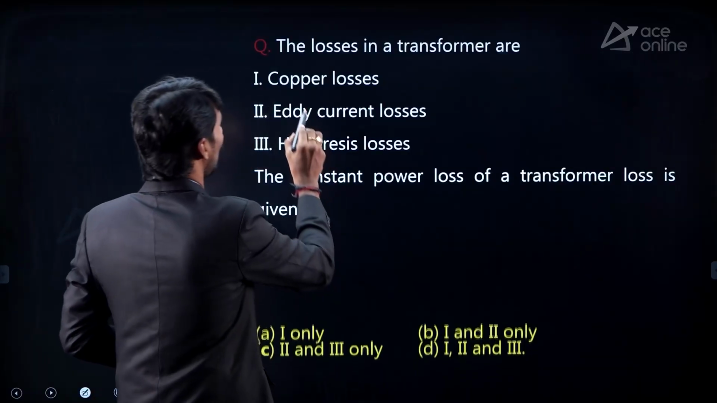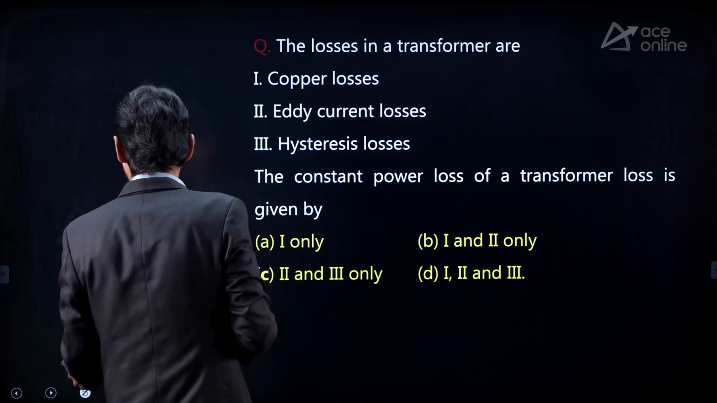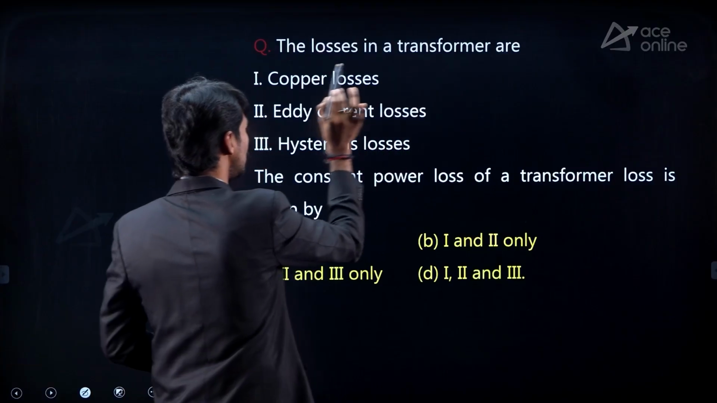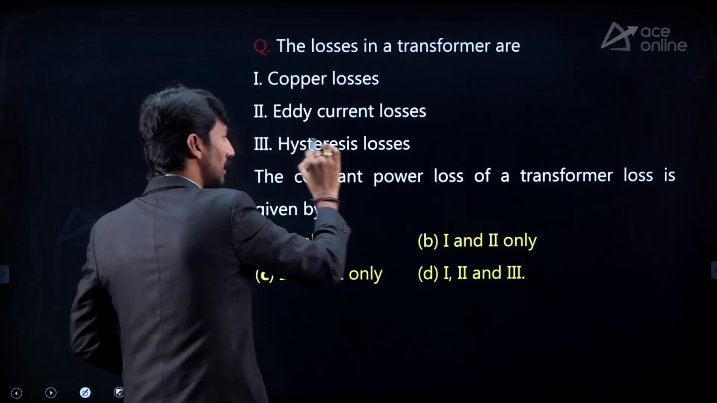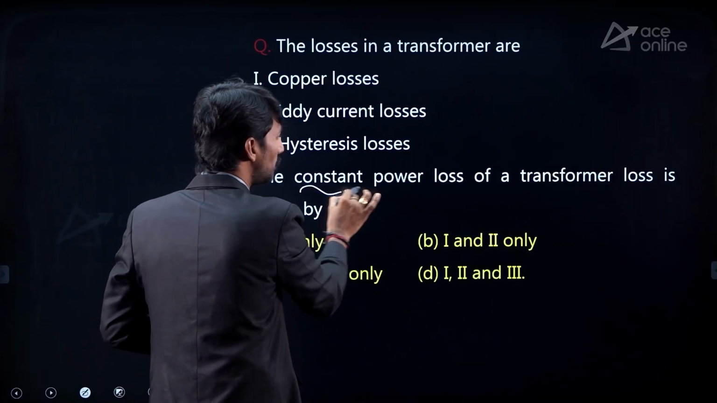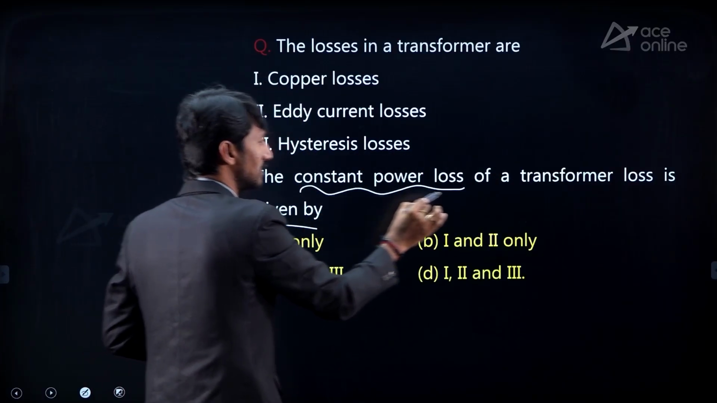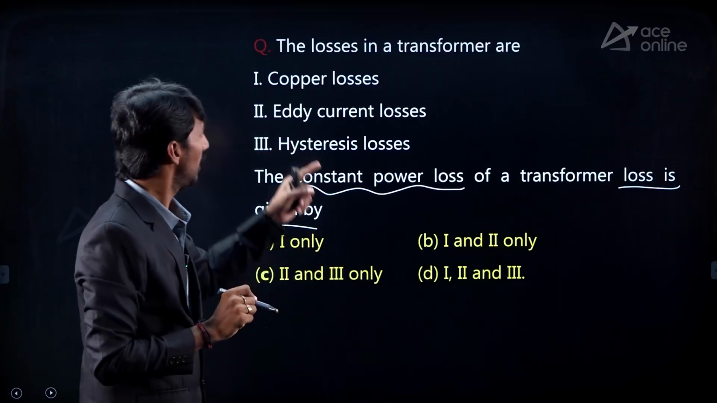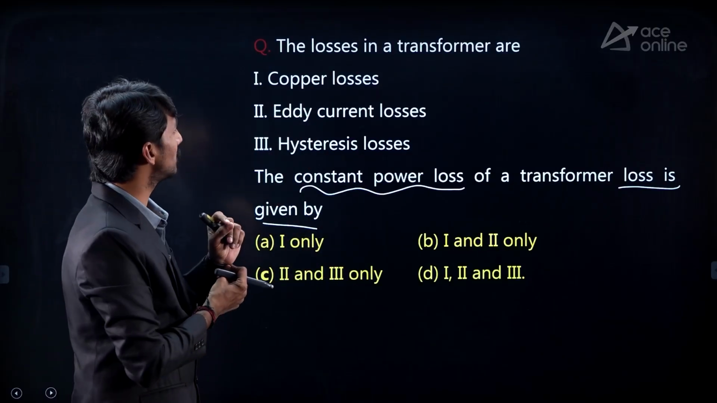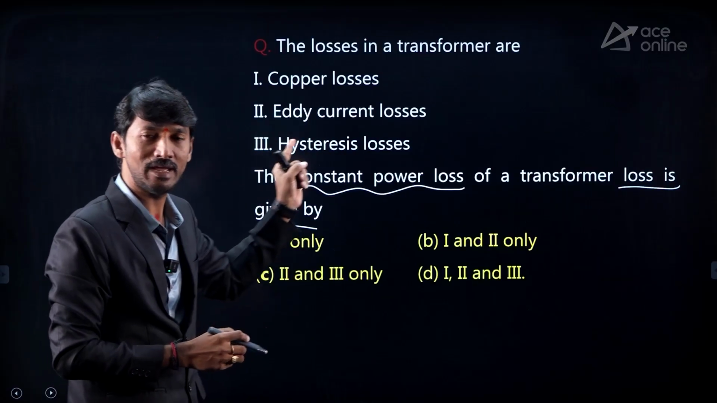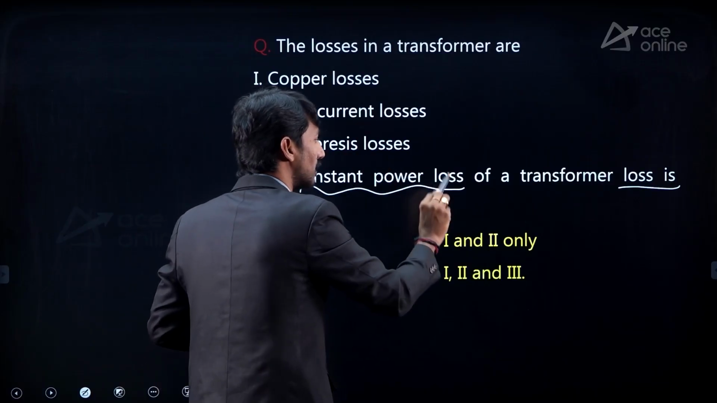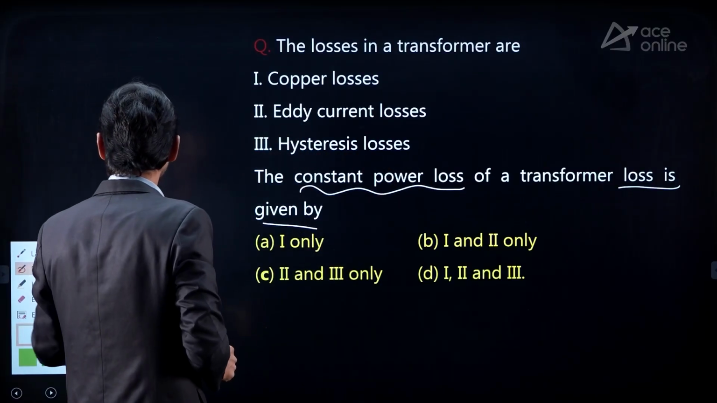Here, the losses in a transformer are, what are the losses? Copper loss, yes, it is there. Eddy current loss will be there. Hysteresis loss is also there. But what is he asking? The constant power loss of a transformer is given by what? All these three losses are there, because in the transformer, copper losses, eddy current losses and hysteresis loss, all three will be there. But what is he asking? Only constant losses. Sir, what are the constant losses?